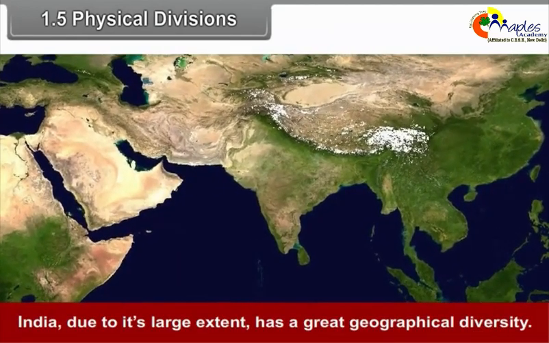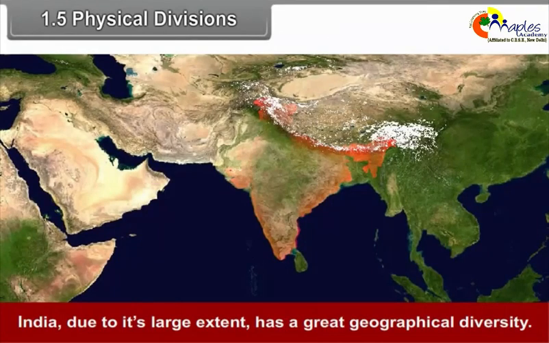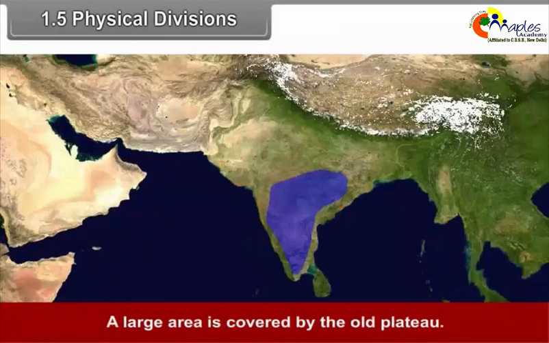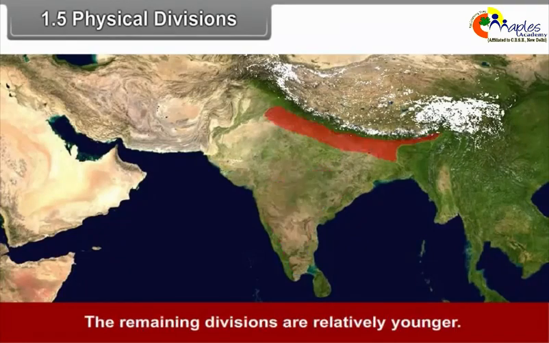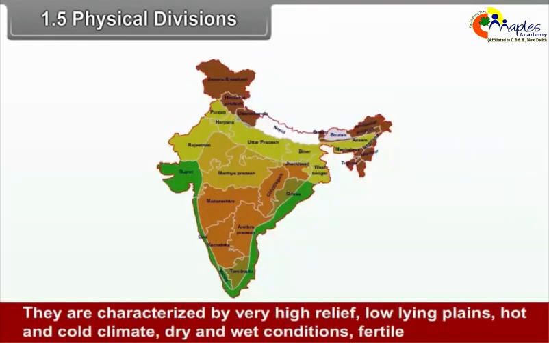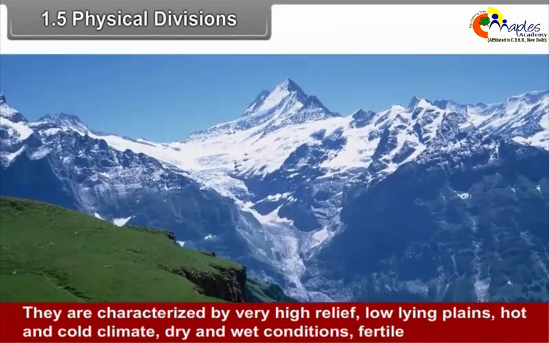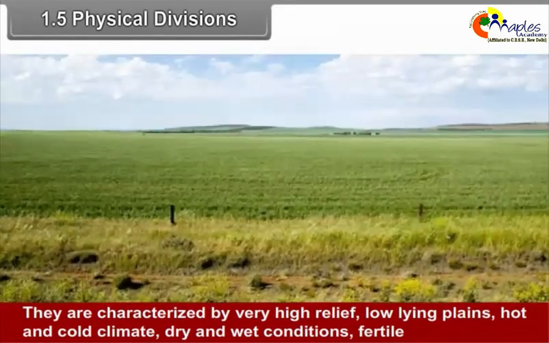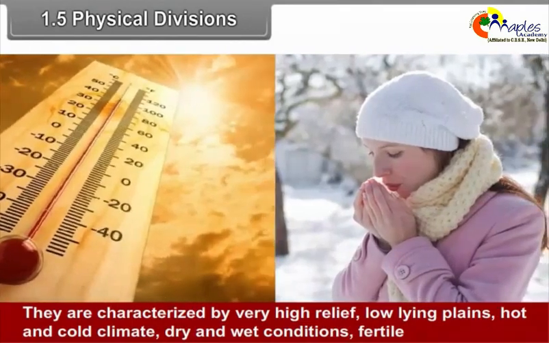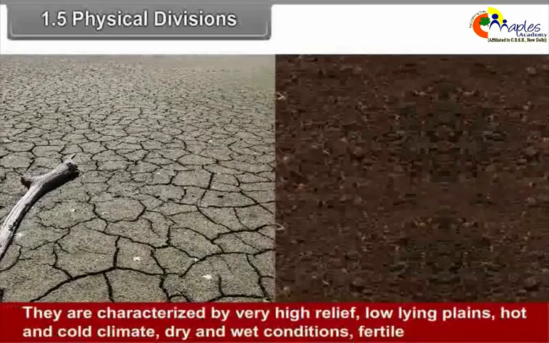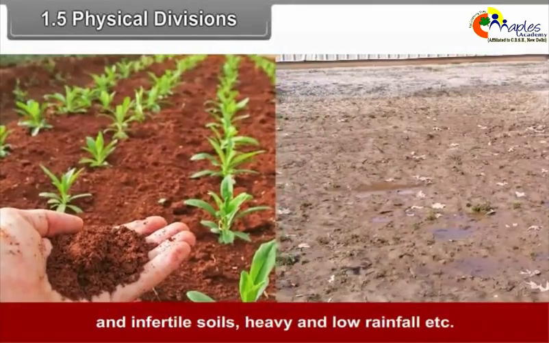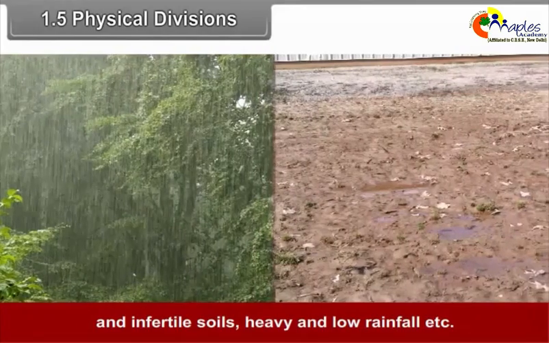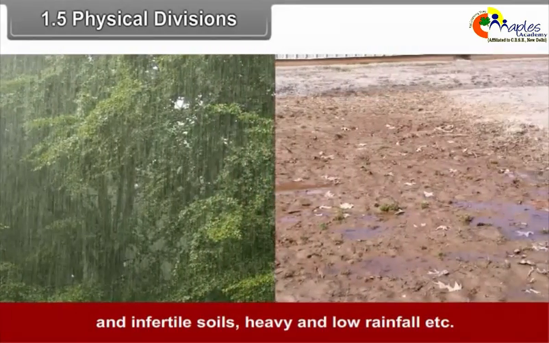Physical divisions. India, due to its large extent, has a great geographical diversity. A large area is covered by the Old Plateau. The remaining divisions are relatively younger. They are characterized by very high relief, low-lying plains, hot and cold climate, dry and wet conditions, fertile and infertile soils, heavy and low rainfall, etc.